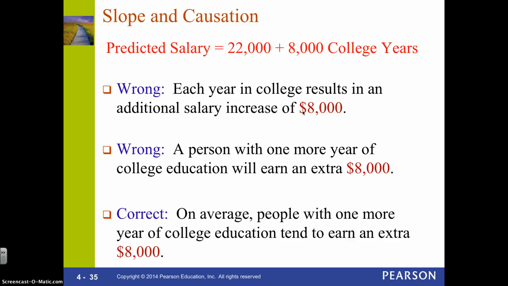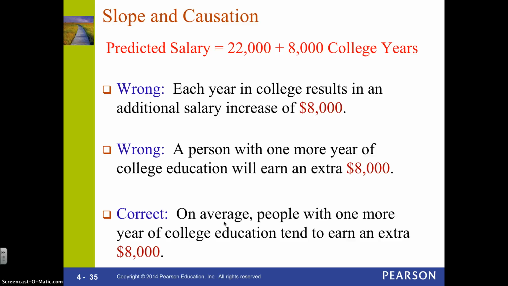Okay, so here's another example. The predicted salary is 22,000 plus 8,000 times the number of college years, or how many years you have been in college. You shouldn't say each year in college results in an additional salary increase of $8,000, because that makes it sound like you have some causation. Same thing, a person with 1 more year of college education will earn an extra $8,000. Remember, my predicted salary is more of an average. The correct way to say it is, on average, people with 1 more year of college education tend to earn an extra $8,000.